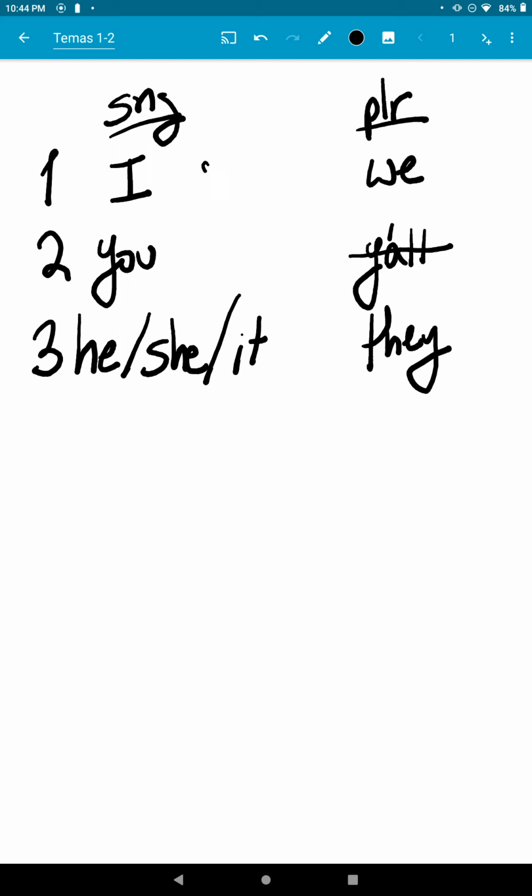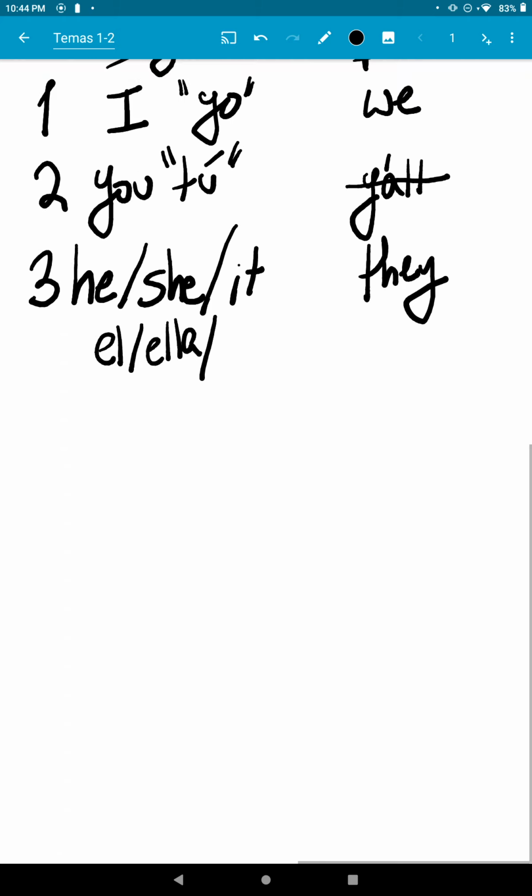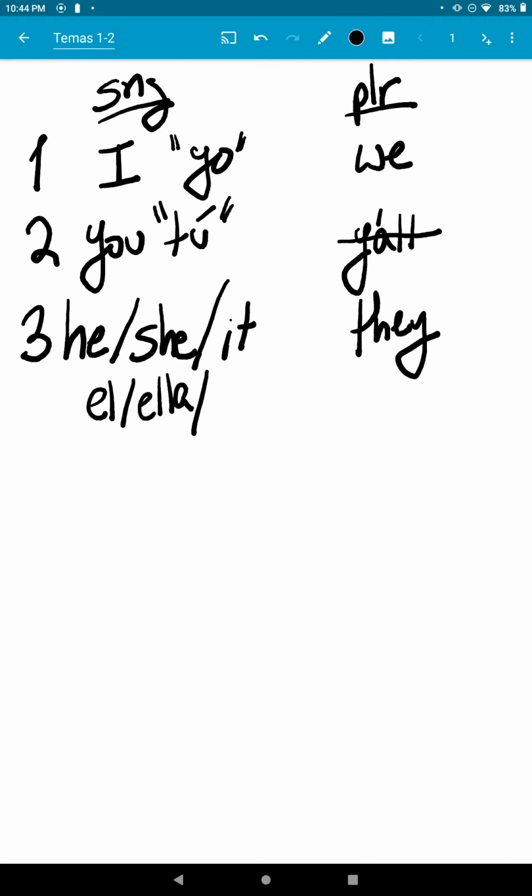So the I is yo. You is tú. He, she, it is él, ella. And now here's what's interesting. There is a second you in Spanish, as we kind of went over in the first. There's the tú and there's the usted. Tú, as a reminder, is informal. Usted is formal. So when we talk about the third person, that's the form that usted uses.